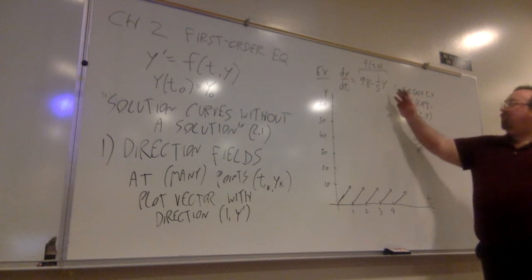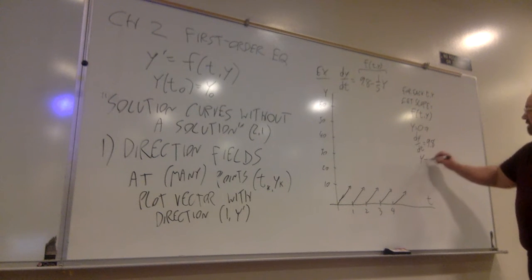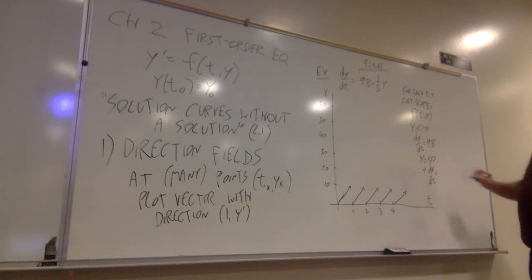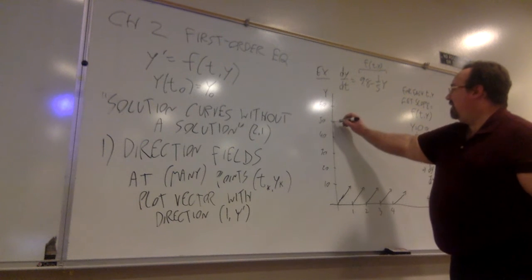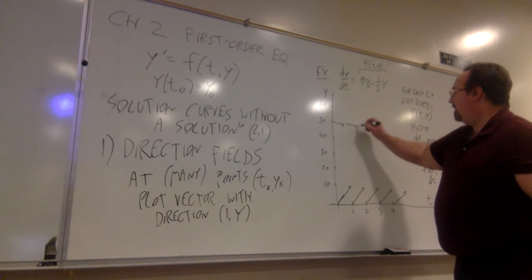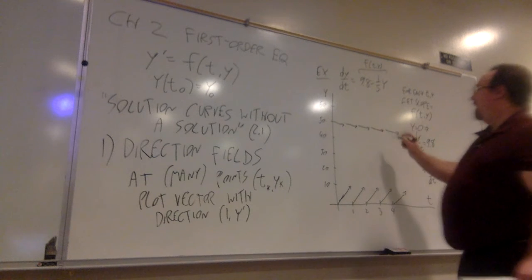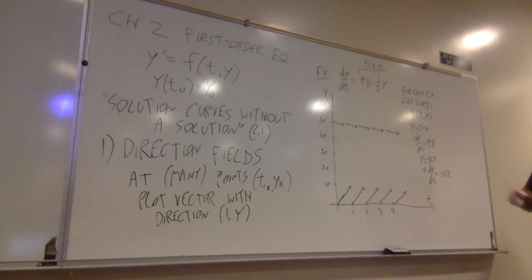Now, suppose I plug in y equals 50. What's going to be dy dt in that case? Minus what? 0.2. Okay. So it's almost horizontal. It's actually going to be pointing very slightly down. So it's going to be something like this. And because the slope only depends on y, not t, once I have this line here, I can just duplicate it going to the right.